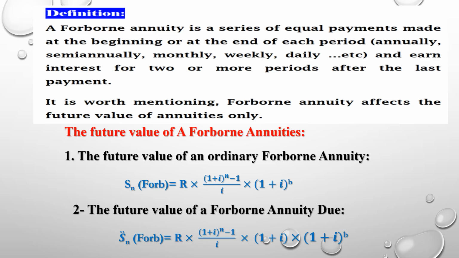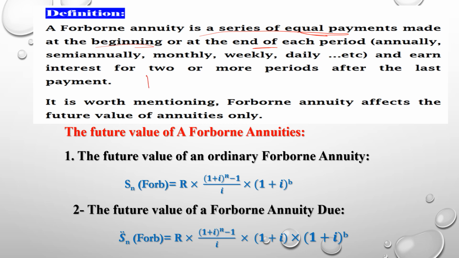First, let's define forborne annuity. What do we mean by forborne one? The forborne annuity is a series of equal payments made at the beginning or at the end of each period, either annually, semi-annually, monthly, weekly, and so on, and earn interest for 2 or more periods after the last payment. So, the forborne annuities are a series of equal payments made either at the beginning or at the end, but earn interest for 2 or more periods after the last payment is made.